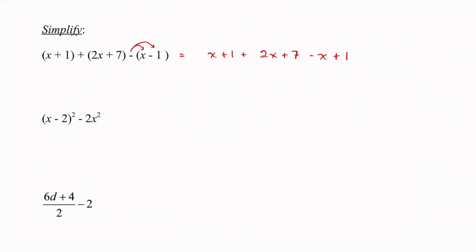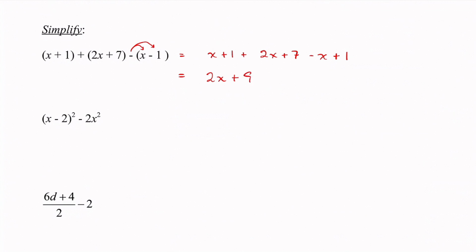Once I have that, now I can put my x's together. So I got 1x, another 2x, and then I'm going to take away an x. So x plus 2x is 3x, and then take away an x, I'm at 2x. And then I'll put my numbers together, so plus 1 plus 7, that's plus 8, plus another 1, so we got plus 9.